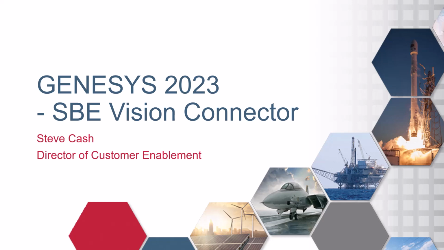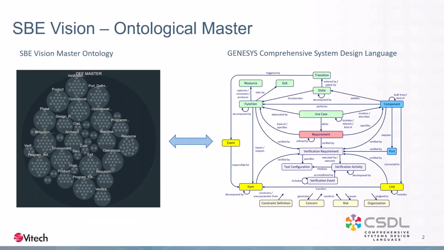I'm here to introduce the SBEVision connector feature of our Genesis 2023 release. SBEVision is a digital engineering threading tool. Its purpose is to connect the digital information that we create in each individual tool to a greater ecosystem of data that can be shared and delivered across the tool chain.